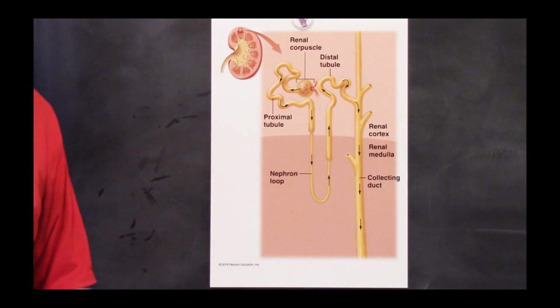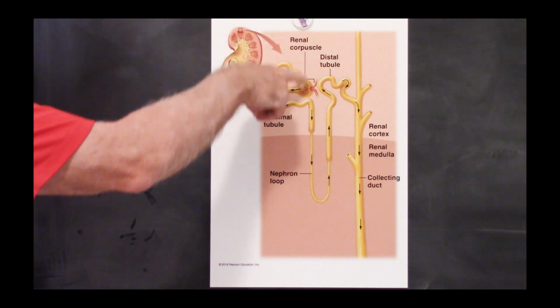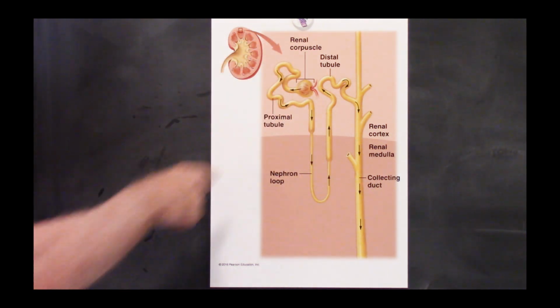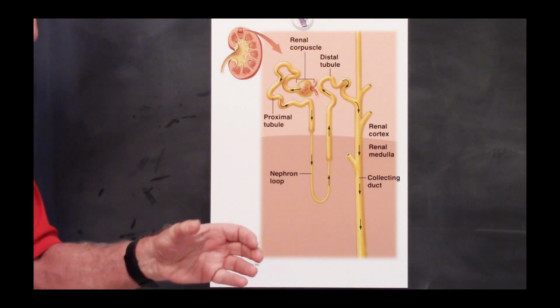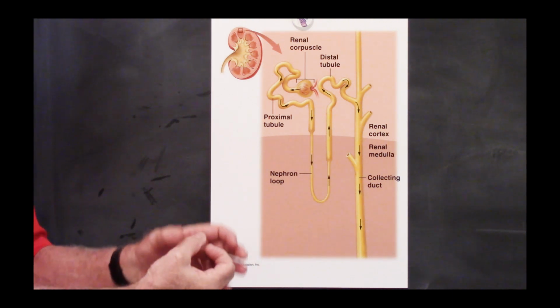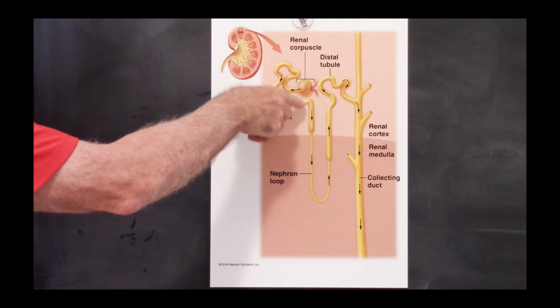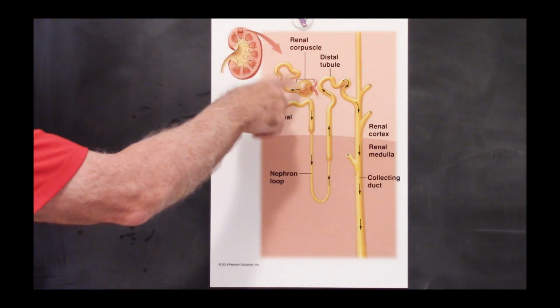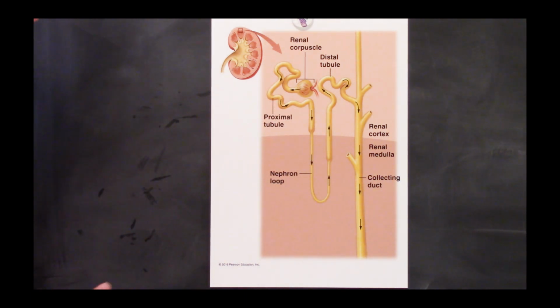So this shows the nephron larger. That makes it kind of easier to pick out the structures. This right here would be the renal corpuscle. And the renal corpuscle consists of a glomerular capsule inside of which would be the glomerulus. And the glomerular capsule portion of a renal corpuscle becomes the proximal tubule, also known as a proximal convoluted tubule.